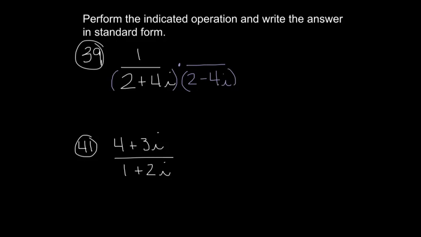But whatever I do to the denominator, I have to do the same thing to the numerator. So I'll multiply the numerator by 2 minus 4i. To multiply fractions, I multiply straight across. 1 times anything is just itself, so 1 times 2 minus 4i is just 2 minus 4i. And then if I distribute in the denominator, 2 times 2 is 4.